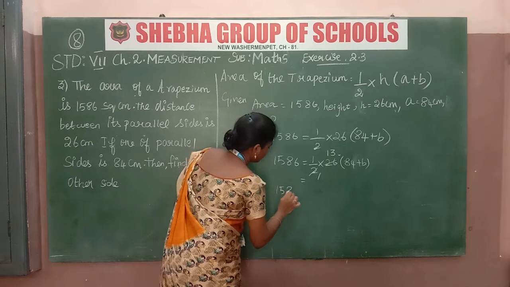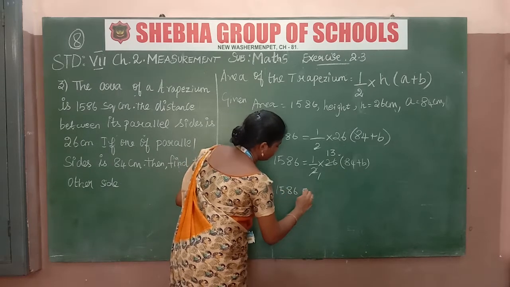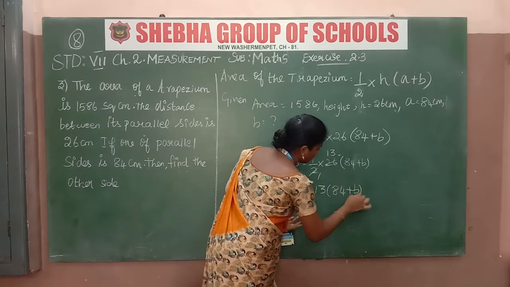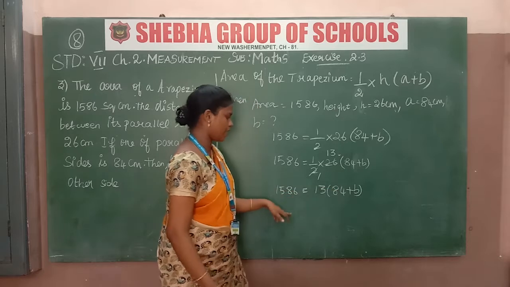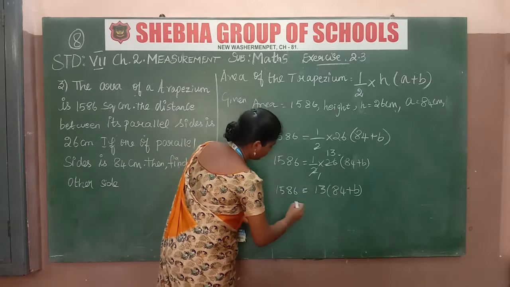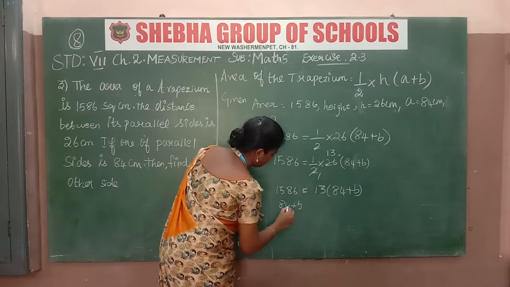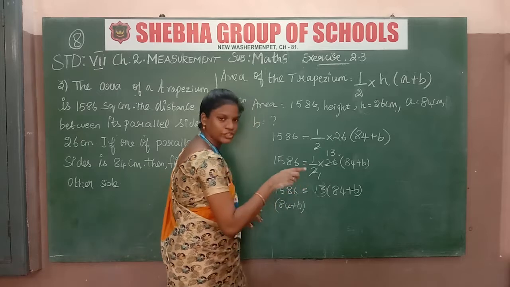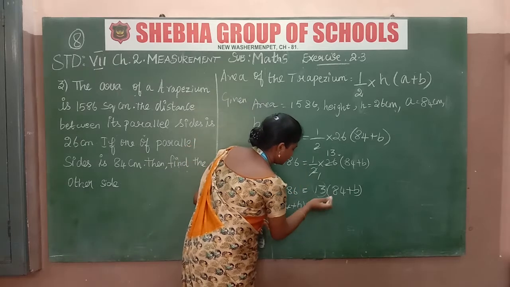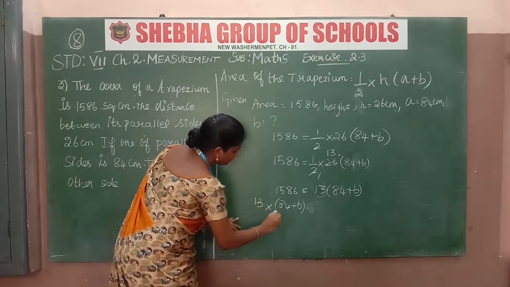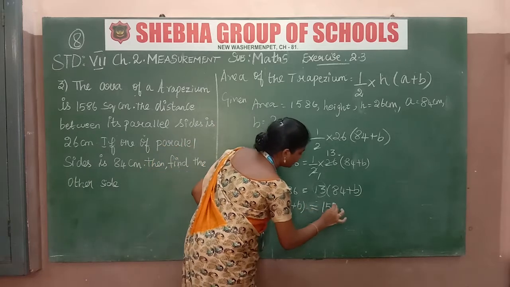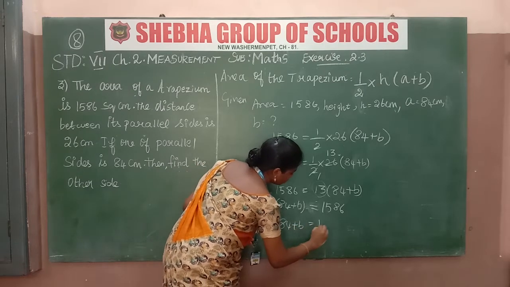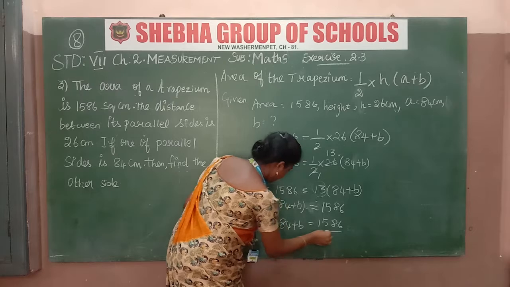Then 1586 is equal to 13 into 84 plus B. Okay, 13 into 84 plus B. First we have to rearrange this. So 84 plus B. When the bracket is outside, the 13 is a multiplication, 13 into (84 plus B), is equal to 1586. So 84 plus B is equal to 1586 divided by 13.